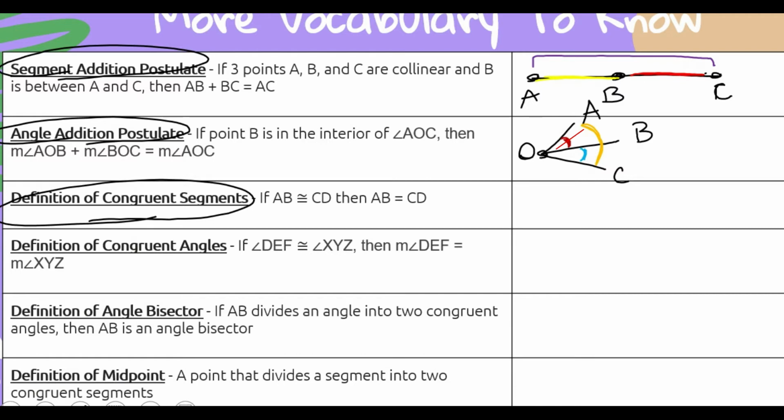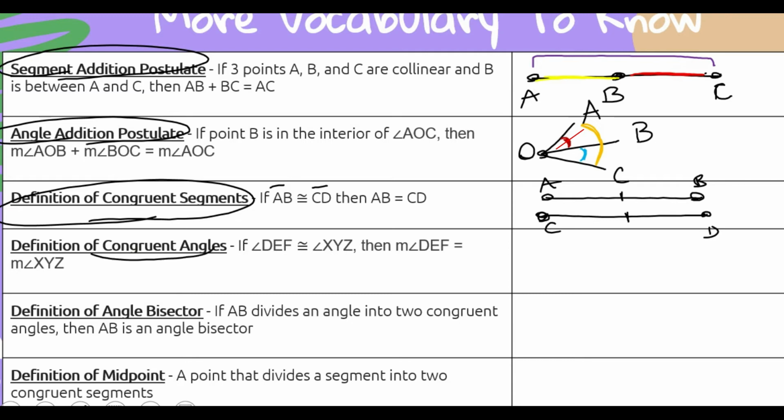This states that if AB, segment AB, is congruent to segment CD, then AB is equal to CD. So if you know what congruent means, congruent just means that their measures are the same, and that's what the definition of congruent segments is saying. It's saying if we've got this going on, I'm going to draw two different segments. I'm going to name them A and B and C and D. And it's saying if those are congruent, then that means their measures are also equal.